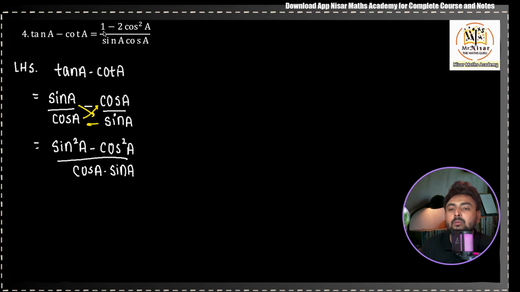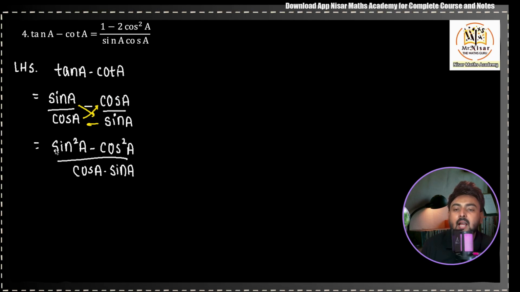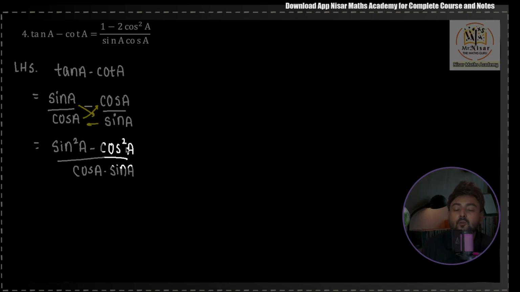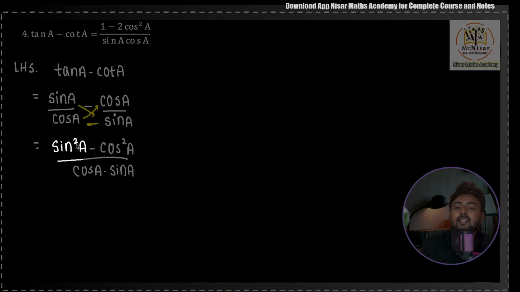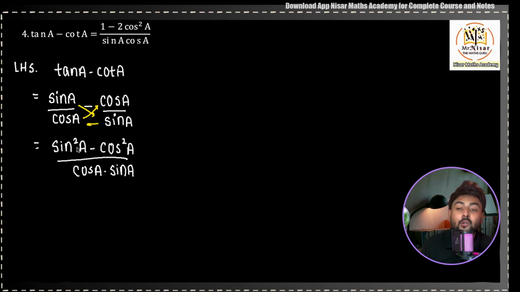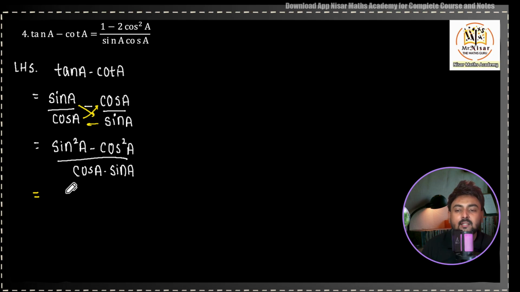But if I see the numerator, I want 1 minus 2 cos square a, and here I have sin square a minus cos square a. It means we want cos square a, but we don't want this sin. Instead of sin, we want cos. So just convert that sin into cos. And how to convert sin into cos? You are aware of the first trigonometric identity. What is the first trigonometric identity? I told you this should be on the tip of your tongue: sin square a plus cos square a is equal to 1.